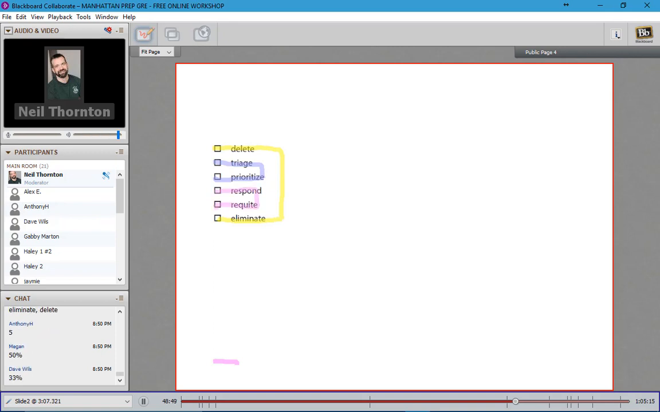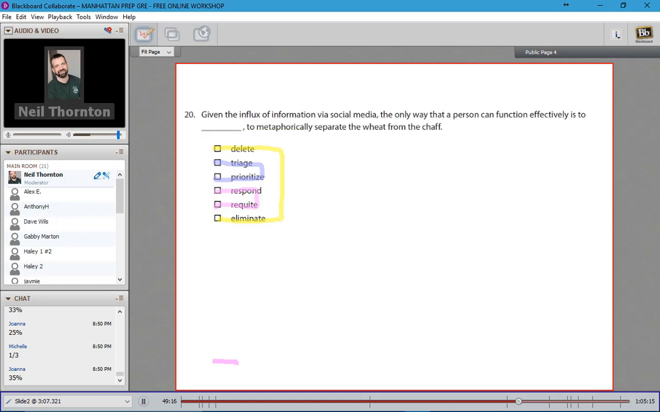Now that we've got a 33% chance of getting it right, we're either picking delete and eliminate, or triage and prioritize, or respond and requite. Now, I normally don't do this until the confirmation stage, but this is an intriguing one. Oh, cool, I can match up some pairs here, and now I can use clues and go back and figure out which one most accurately matches this clue.